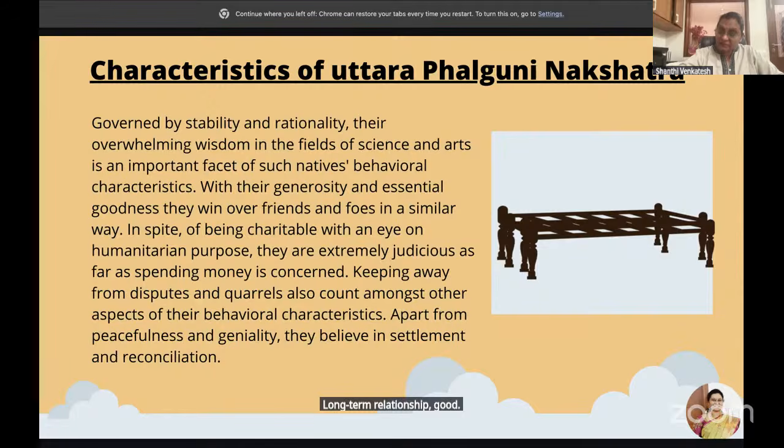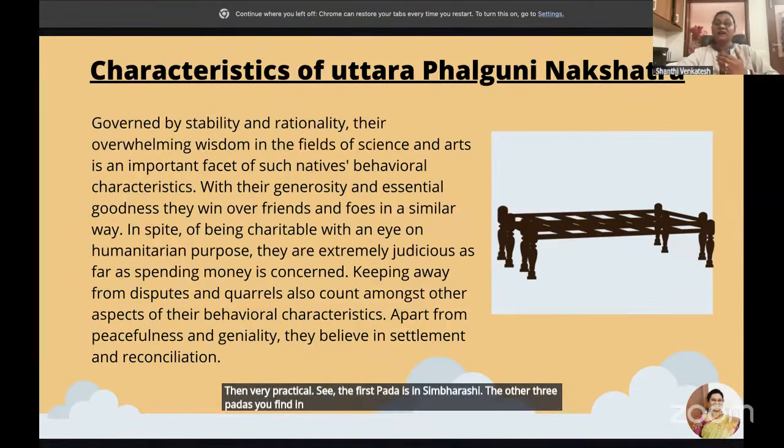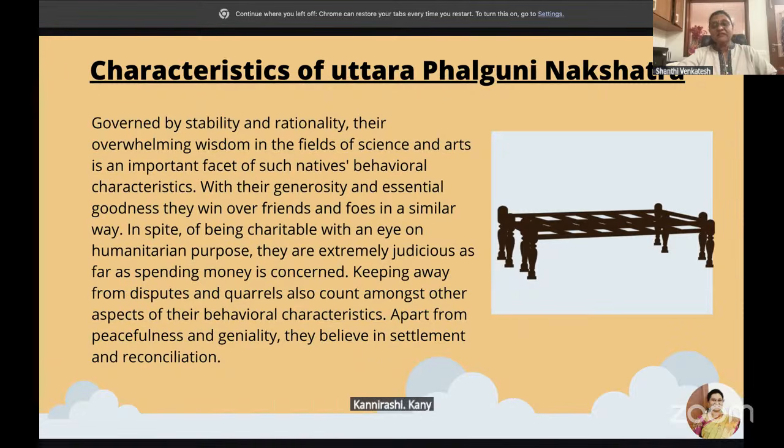Good leadership qualities, confident, capable of taking responsibility, then very practical. See, the first pada is in Simha Rashi. The other 3 padas you find in Kanya Rashi. Kanya Rashi is an earthy sign. So these people are very practical in nature, logical, with a systematic approach towards everything.